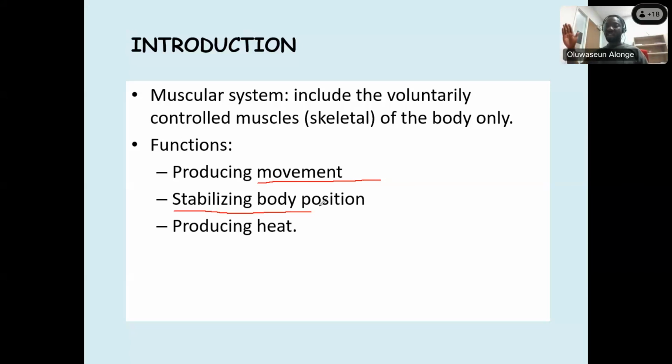It's like there is a force and there's a resistance force. There's an applied force, there's a resistance force. That's the function of muscle. Muscle also helps to produce heat.